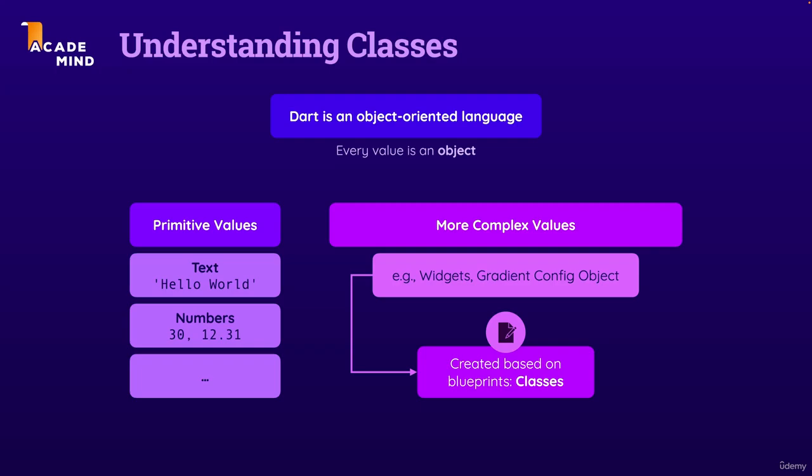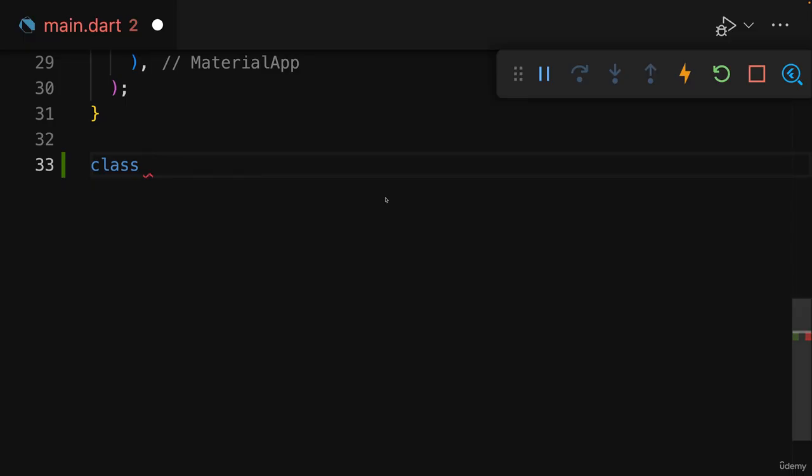So now that we know that it's all about objects and that those objects are built based on classes, the question is, which code do we have to write here to create our own widget class? And the answer to that is that you use the class keyword to tell Dart that you are about to create a class. And then any name of your choice, like GradientContainer. The name is up to you, but it should follow certain rules.